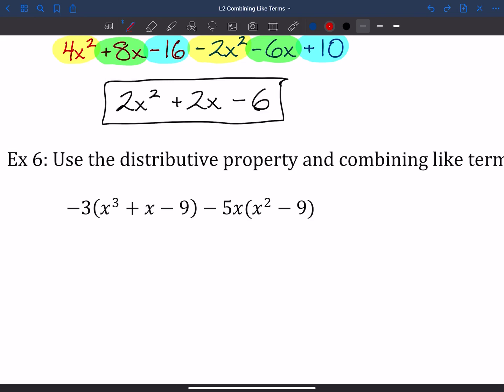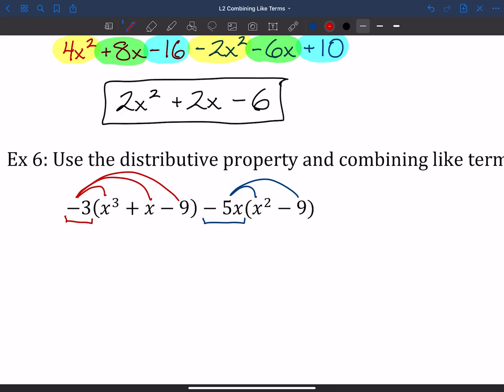All right, so what I'm going to start off by doing is saying, I got this negative 3 over here that I'm going to distribute into this first set of parentheses. And then I've also got this minus 5x that I'm going to distribute into that second set of parentheses. All right, so let's start with the stuff in red.